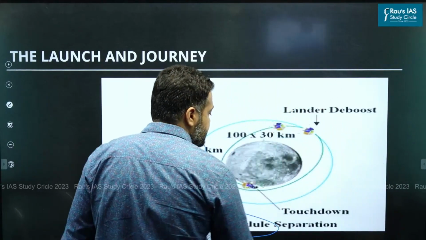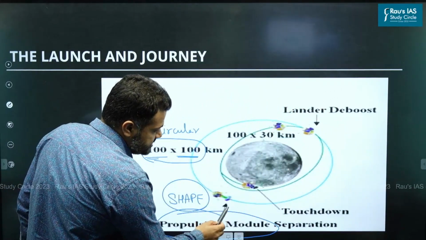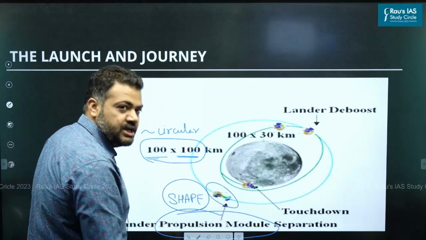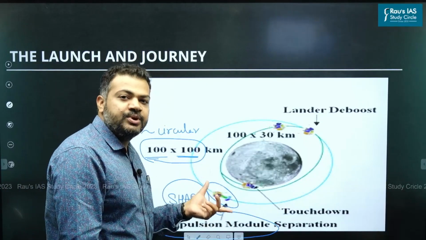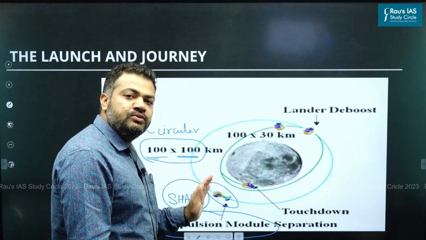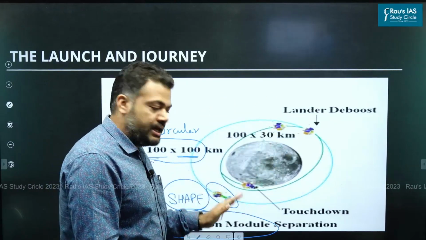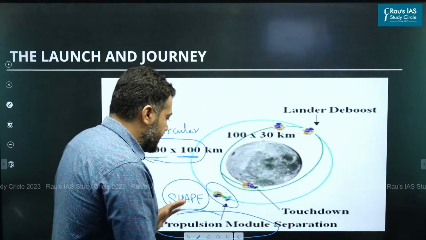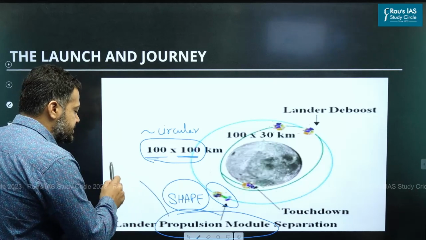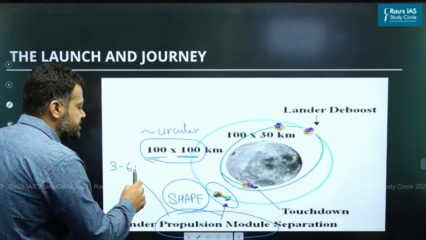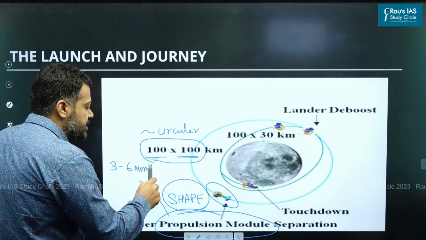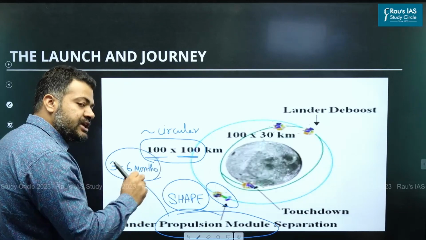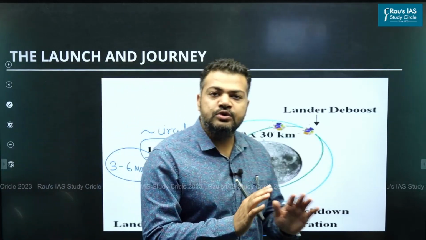So here you can see the image, guys. This is the point where the propulsion module separates. Once the propulsion module separates, it will still keep revolving around the moon at an altitude of 100 kilometers, and the life of the propulsion module is around 3 to 6 months. For 3 to 6 months, the propulsion module will keep revolving around the moon. It is not going to go away anywhere.